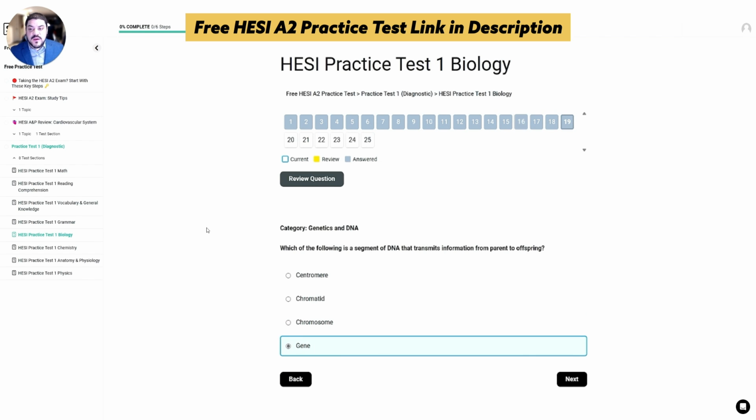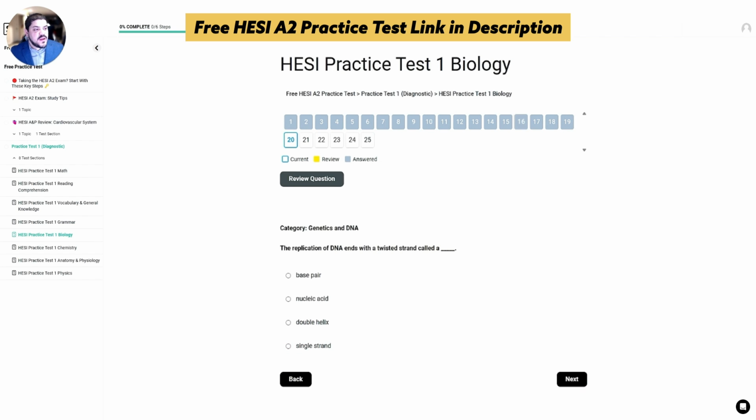All right, question number 20. The replication of DNA ends with a twisted strand called: base pair, nucleic acid, double helix, or single strand? I think you could probably eliminate one pretty quickly. All right, the replication of DNA ends with a twisted strand called the double helix.